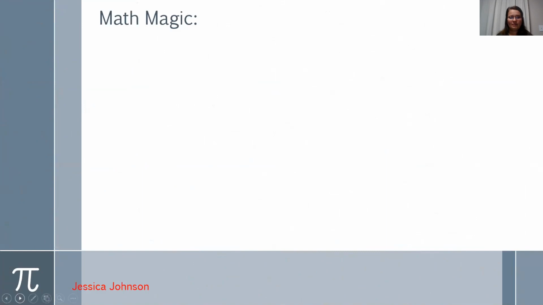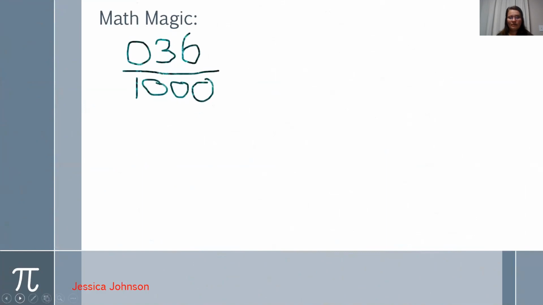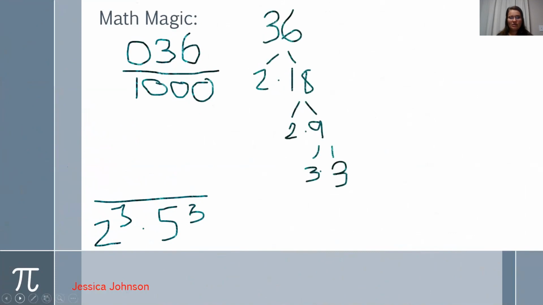Now let's look at 36 over 1,000. We already factored out 1,000, so for time purposes, we won't factor it again. We know 1,000 factored out is 2 to the third times 5 to the third. And I'm going to put that as my denominator. Factor out 36, and you get 2 to the second times 3 to the second. And I'm going to put that as my numerator.